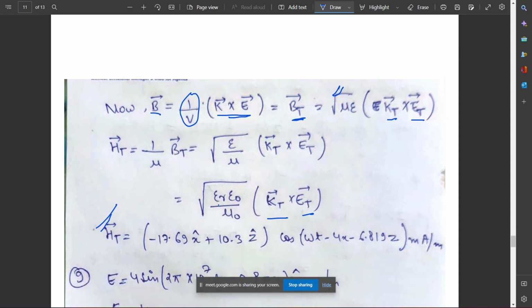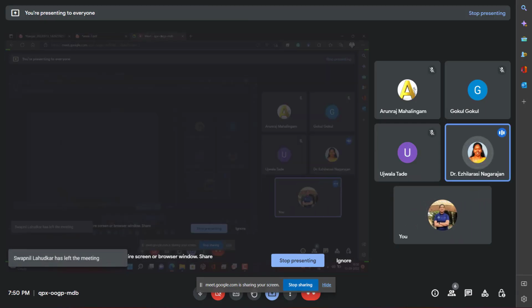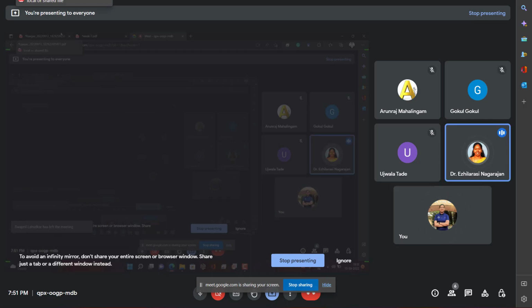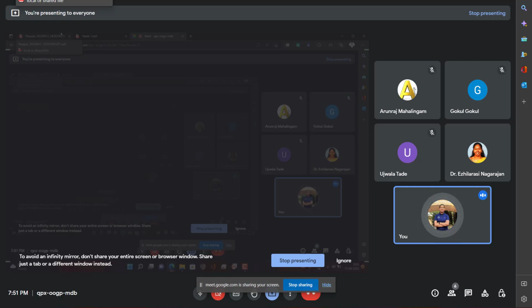Ma'am, for free space, we have to multiply it with 1 by v? For free space, if you multiply, then how much does v become?